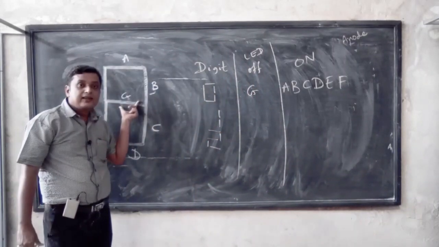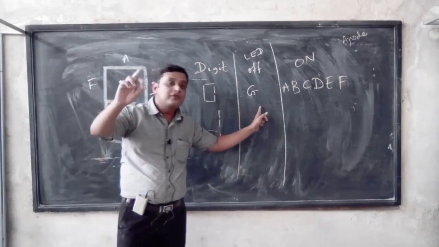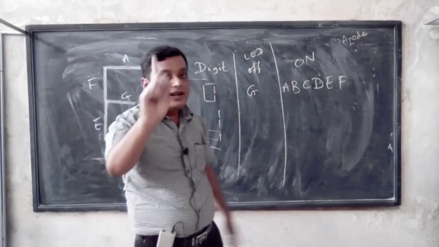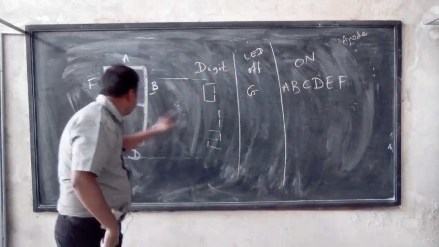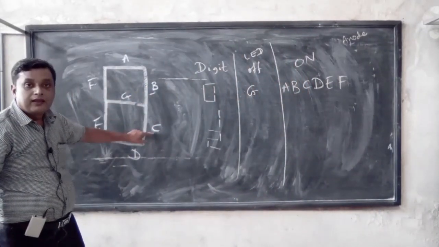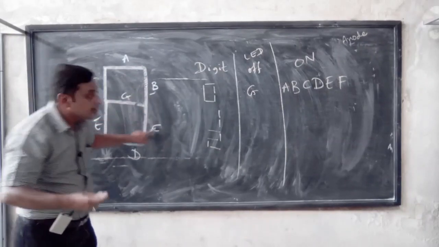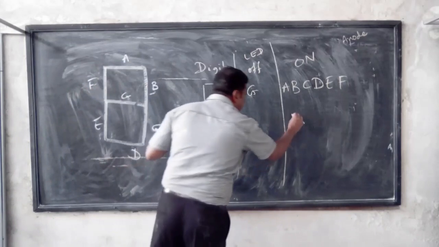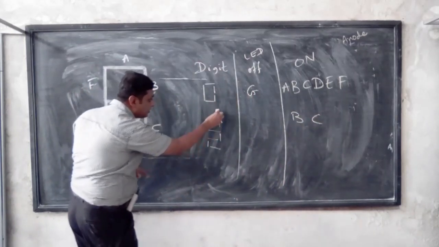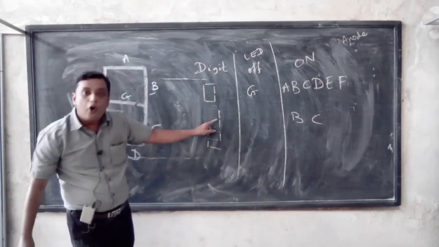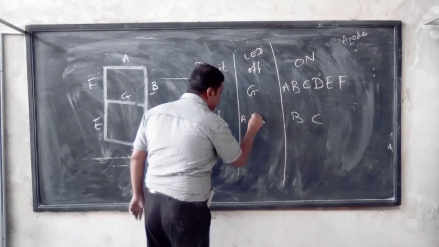The G LED is in an off state. So if I want to see the digit 1 in a display unit, what happens? B and C will be in an on state, and the others are in an off state. So which are the remaining LEDs? A, B, C, D.